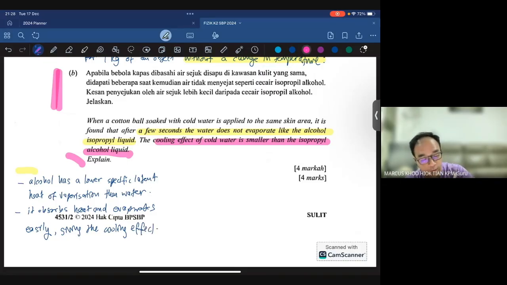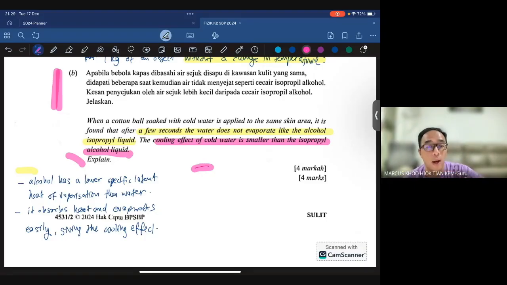Let me move on to the pink color. Sorry, pink color. The pink color is talking about the cooling effect. Why is it that the cooling effect? Wow, it's almost 10, but Farisha has only just come in.